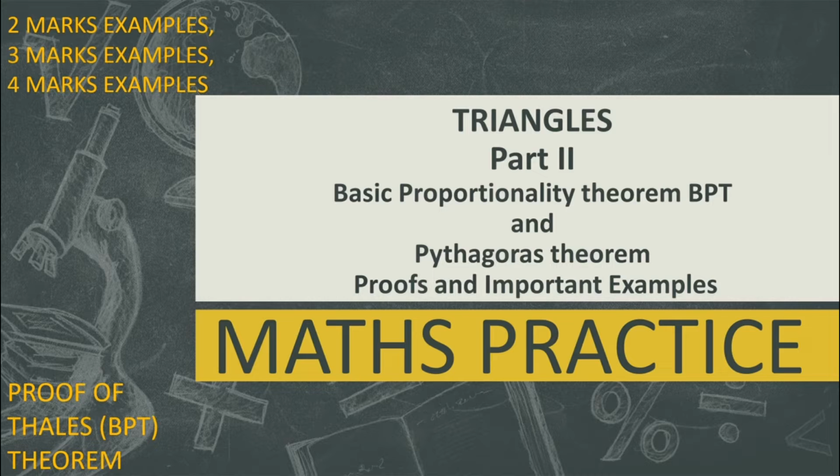In the previous video on triangles, we had discussed some important examples which were based on the basic proportionality theorem and the similarity criteria. In this video, we are going to discuss two very important proofs, which are the proofs of the basic proportionality theorem or the Thales theorem and the Pythagoras theorem. Also, we are going to discuss some important examples from exam point of view.